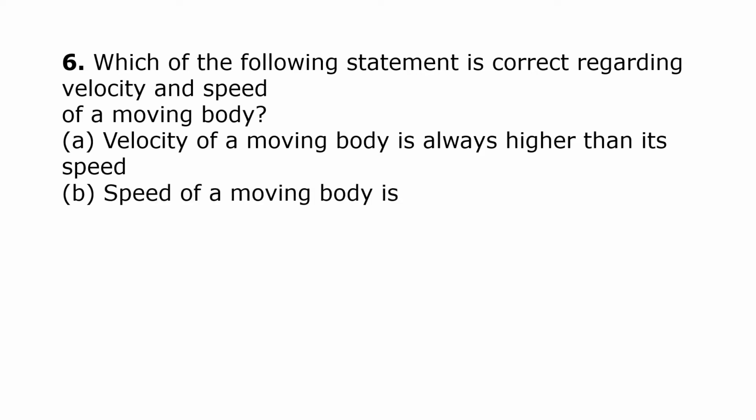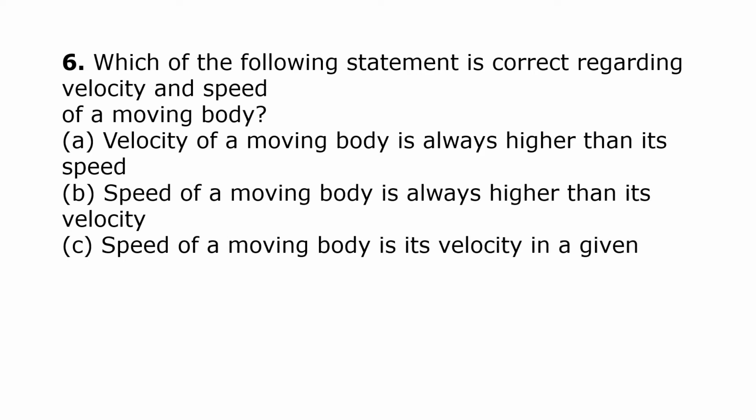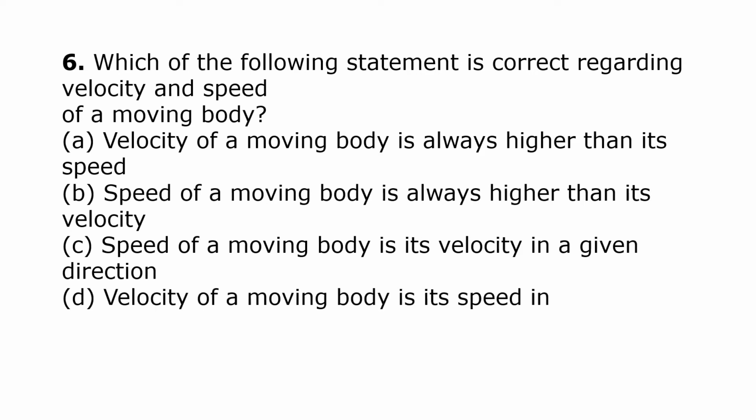Option B, speed of a moving body is always higher than its velocity. Always higher, that is not correct. Sometimes it may be equal also, no? Then option C, speed of a moving body is its velocity in a given direction. No. Velocity in a given direction we are not taking here. We have to take the reverse, like which is there in D option. Velocity of a moving body is its speed in a given direction. If the speed has some particular direction, then we can define that in the form of velocity.